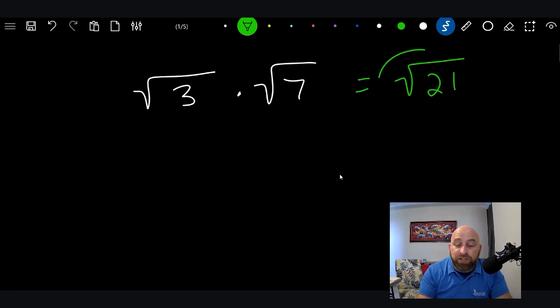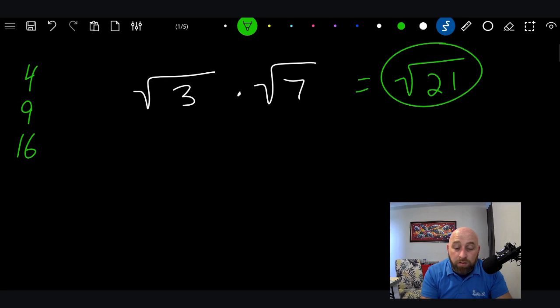Now, what do you want to check on this before you circle that answer? Here's what you want to check. Does that solve out? Can I simplify that? In other words, are there any perfect squares that can go into that? What are our perfect squares? Well, 4, 9, 16. Do any of those go into that evenly? The answer is no, so we would circle that answer.